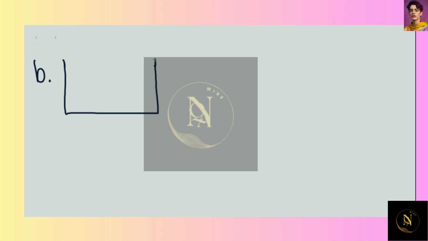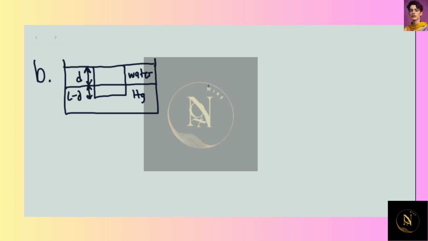For part B, we can draw a small diagram. If we have a block here, this would be the water. This would be the mercury. And this distance here would be D. This distance here, not drawn to scale, would be L minus D.